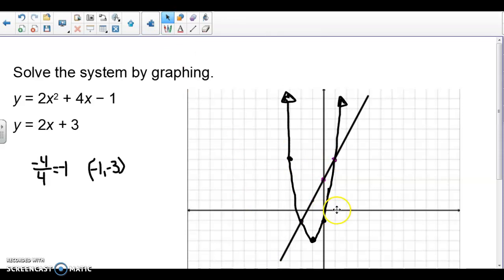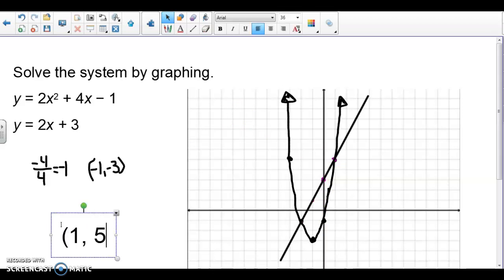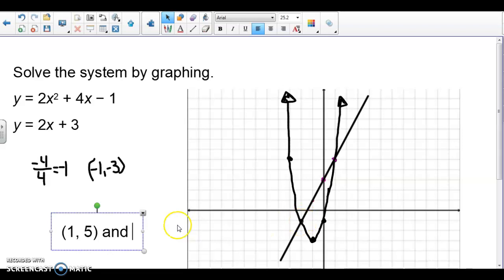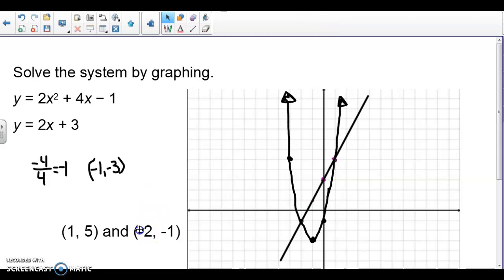Perfect. Now the next thing we're going to do is identify the points where it intersects. It looks like it intersects at 1, 5: 1, 2, 3, 4, 5. So (1, 5) is an answer. Another answer is going to be negative 1, negative 2, negative 1. Those are my two answers. So this system has two answers because it intersects twice.